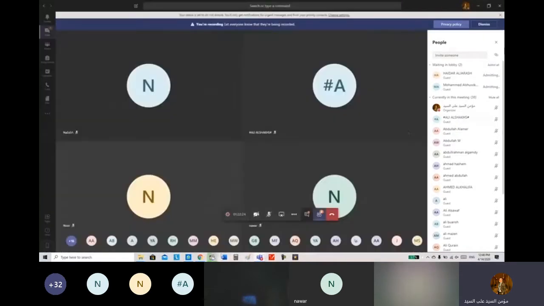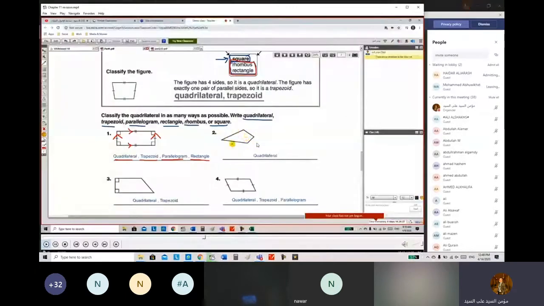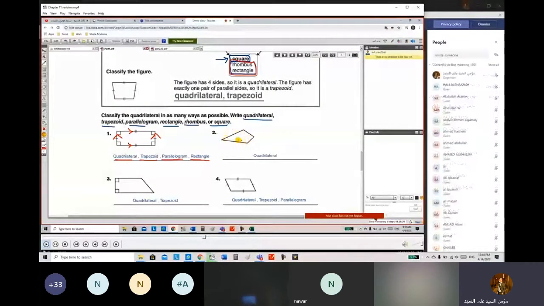The next one, number two. Firstly, count the number of sides. We have four sides, so we can write it as quadrilateral. And we ask ourselves, are any two opposite sides parallel to each other? No. Parallel means two sides never intersect each other.